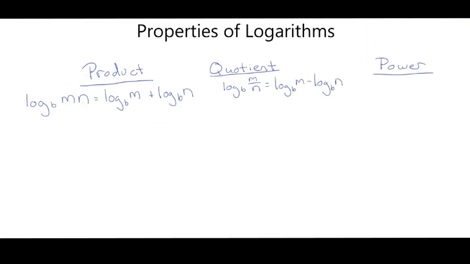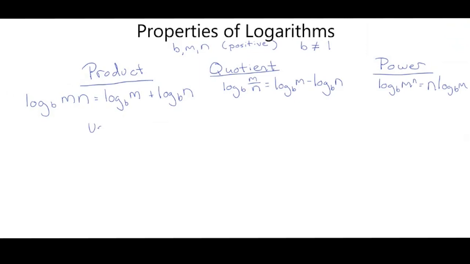And for the power property, we'll say that log base b of m to the n power is equal to n times log base b of m. And for all these properties, b, m, and n have to all be positive, and b cannot equal 1. As long as all your values satisfy those requirements, you can use these properties.